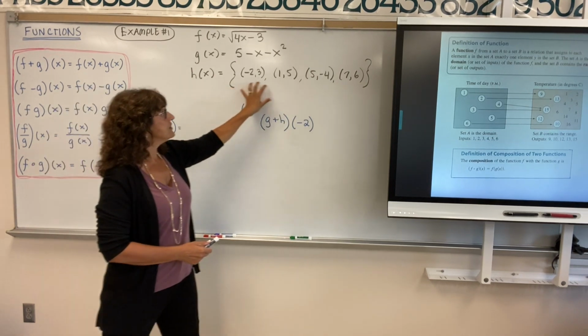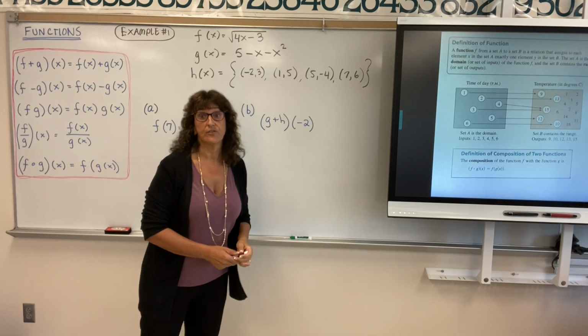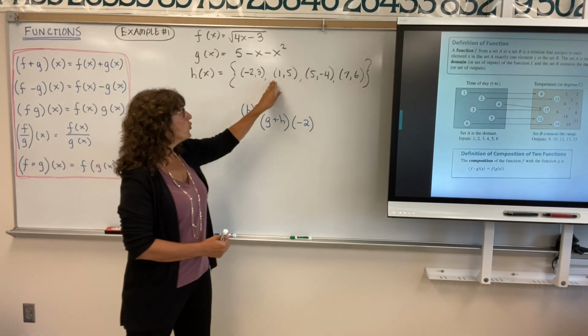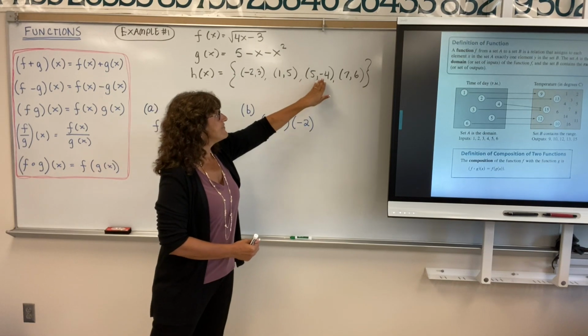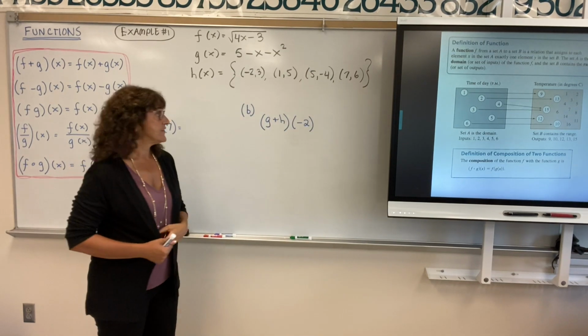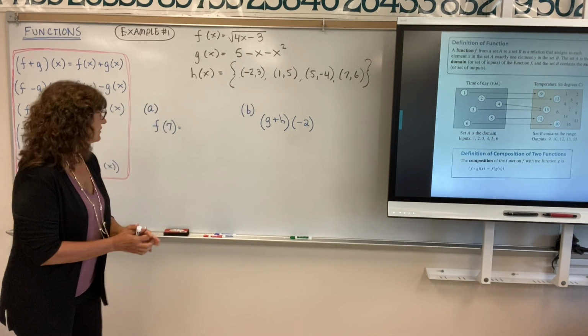H function is going to be a series of ordered pairs. So for the H function, we're going to use negative 2, 3, 1, 5, 5, negative 4, and 7, 6. We're going to use these ordered pairs for the H function. Okay, so let's go ahead and get started.